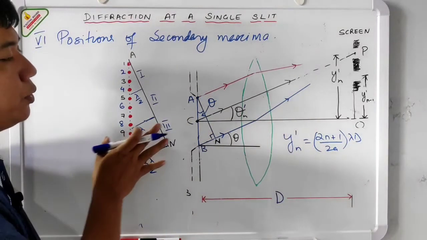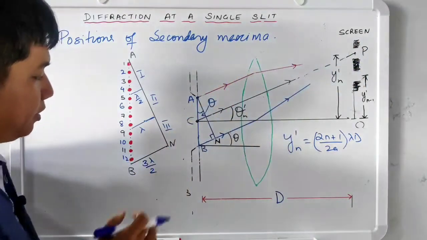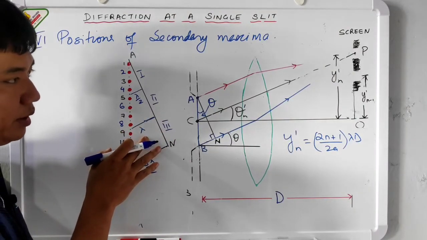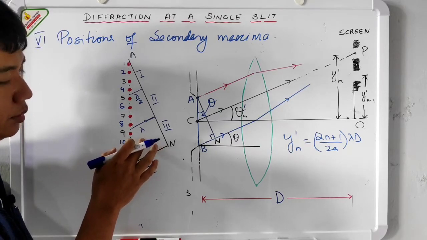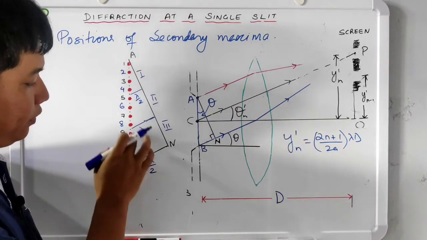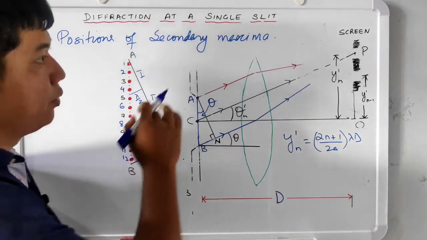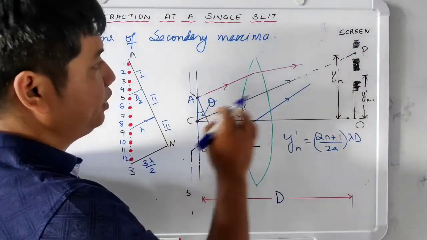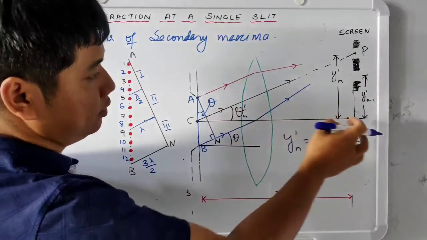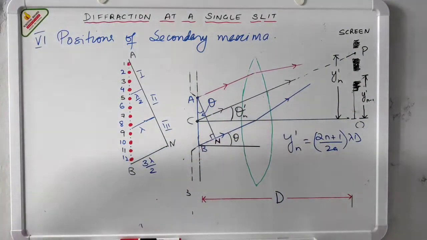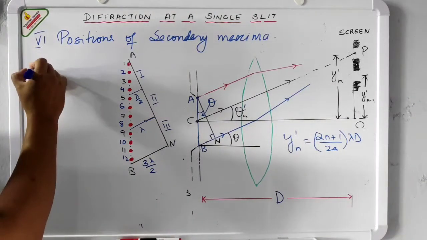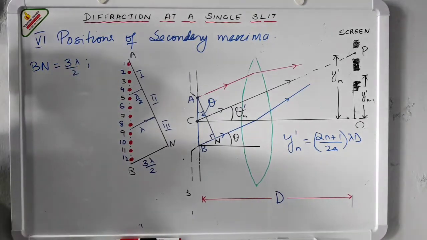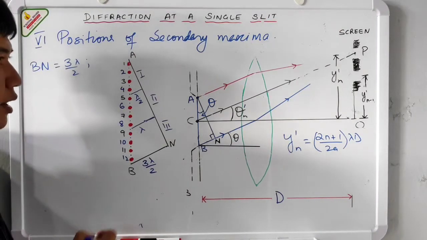So this will produce the bright band on the screen, which means it will have the intensity 1/3. These wavelets of part 3 will produce a maxima, which will have intensity 1/3 of the central bright band. Okay. And for this condition, we can write Bn equals 3 lambda by 2. That is the condition for the first secondary maximum.